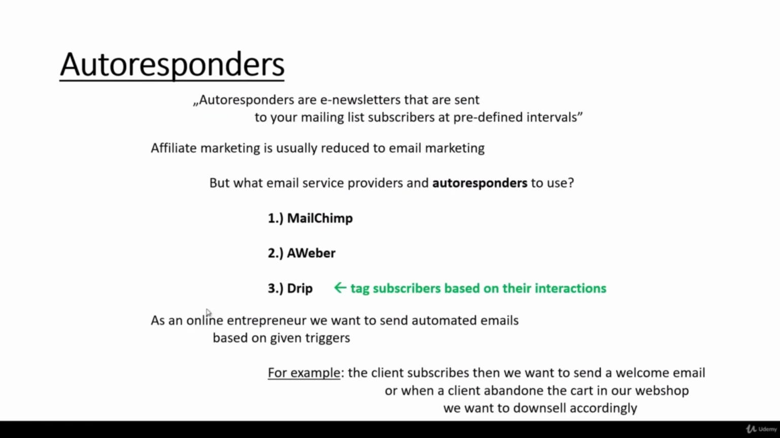Okay, so as an online entrepreneur, we want to send automated emails based on given triggers. For example, when a given client subscribes, it can be a trigger. So when the client subscribes, then we want to send a welcome email, or when a client abandons the cart in our web shop, it is a trigger as well. Then we want to downsell accordingly, for example.